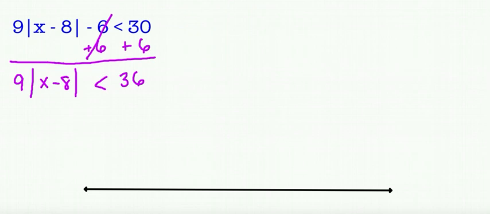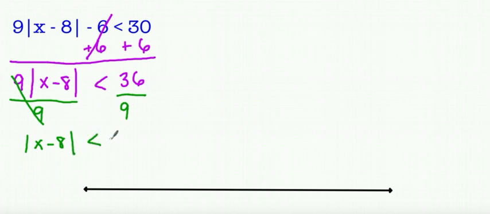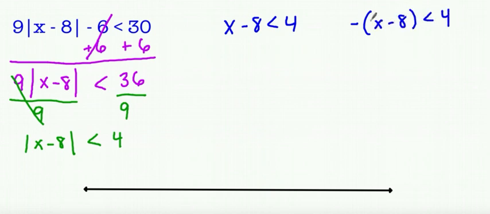The next thing I'm going to do is try to cancel out that 9 by dividing by 9, because multiplication and division are inverse operations. That cancels out, and I'm left with the absolute value of x minus 8 is less than 4. So I'm going to do the same thing that I've been doing before: write it as x minus 8 is less than 4, and negative times x minus 8 is less than 4.